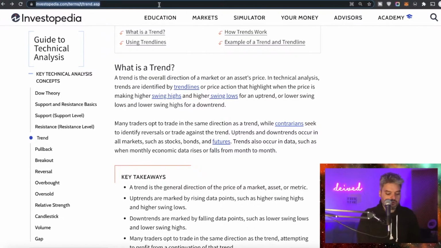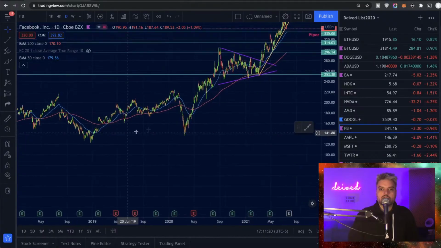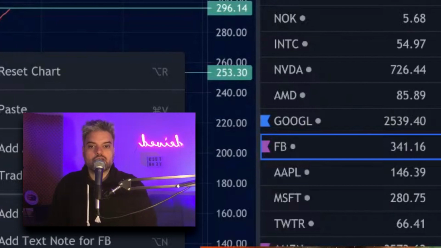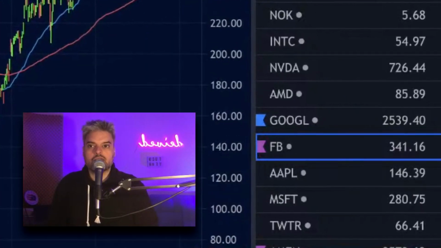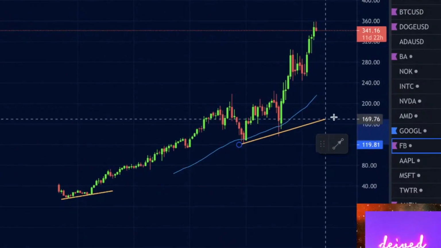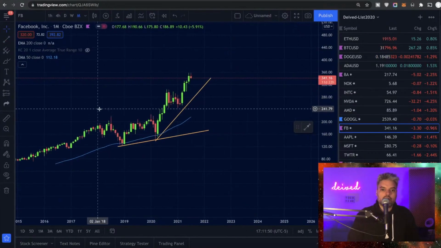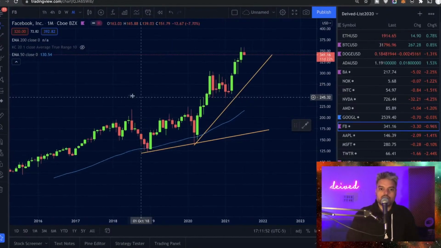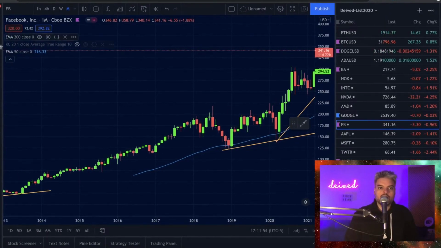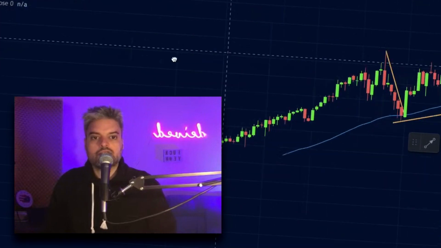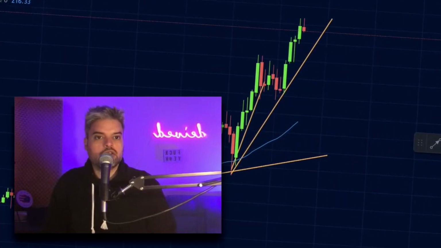Let me go to TradingView. We're going to be able to identify a lot of trends, especially over here in Facebook. Facebook has been a very, very good one. Small trend here. Uptrend. You are able to identify downtrends. And this is all in the monthly, okay? And you can see this in many different markets, okay? You can see trend lines even on crypto market.